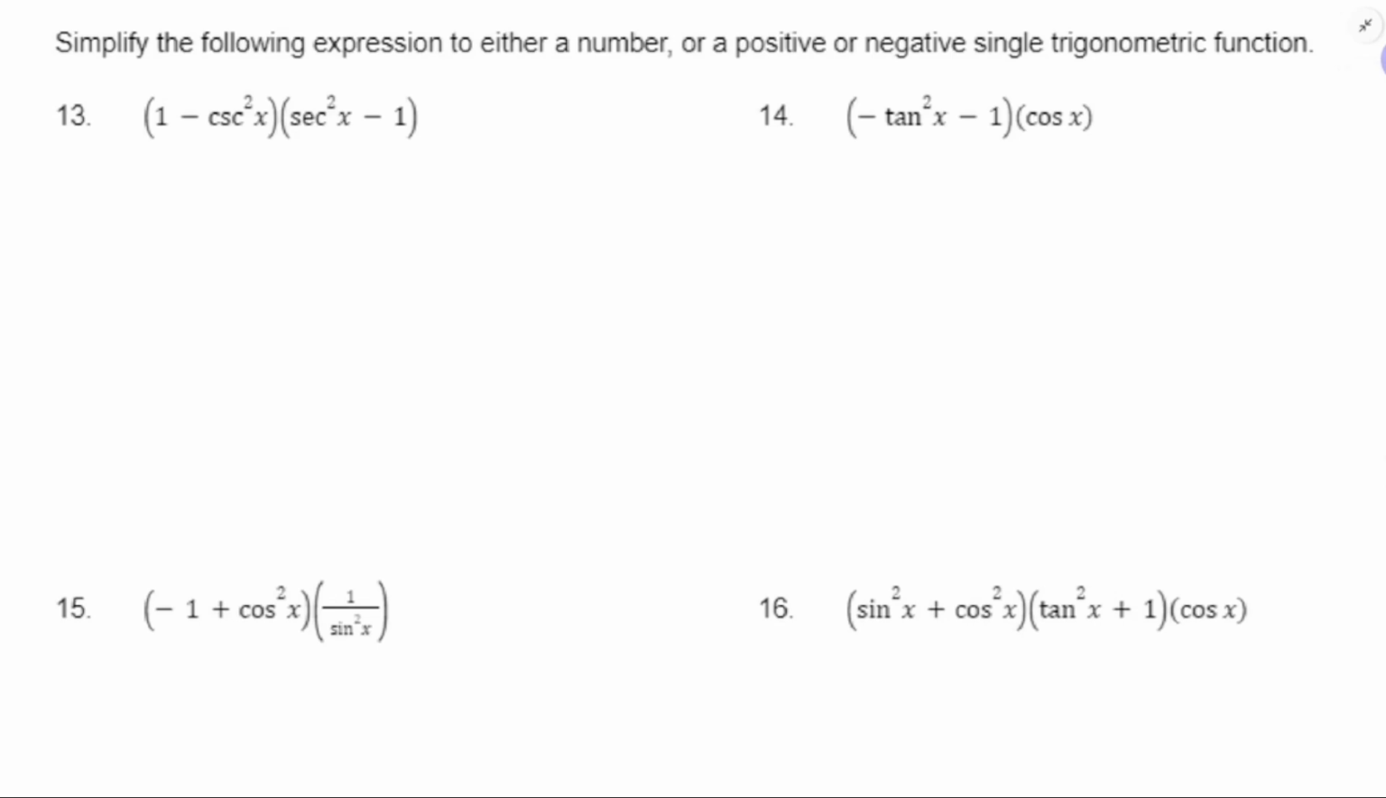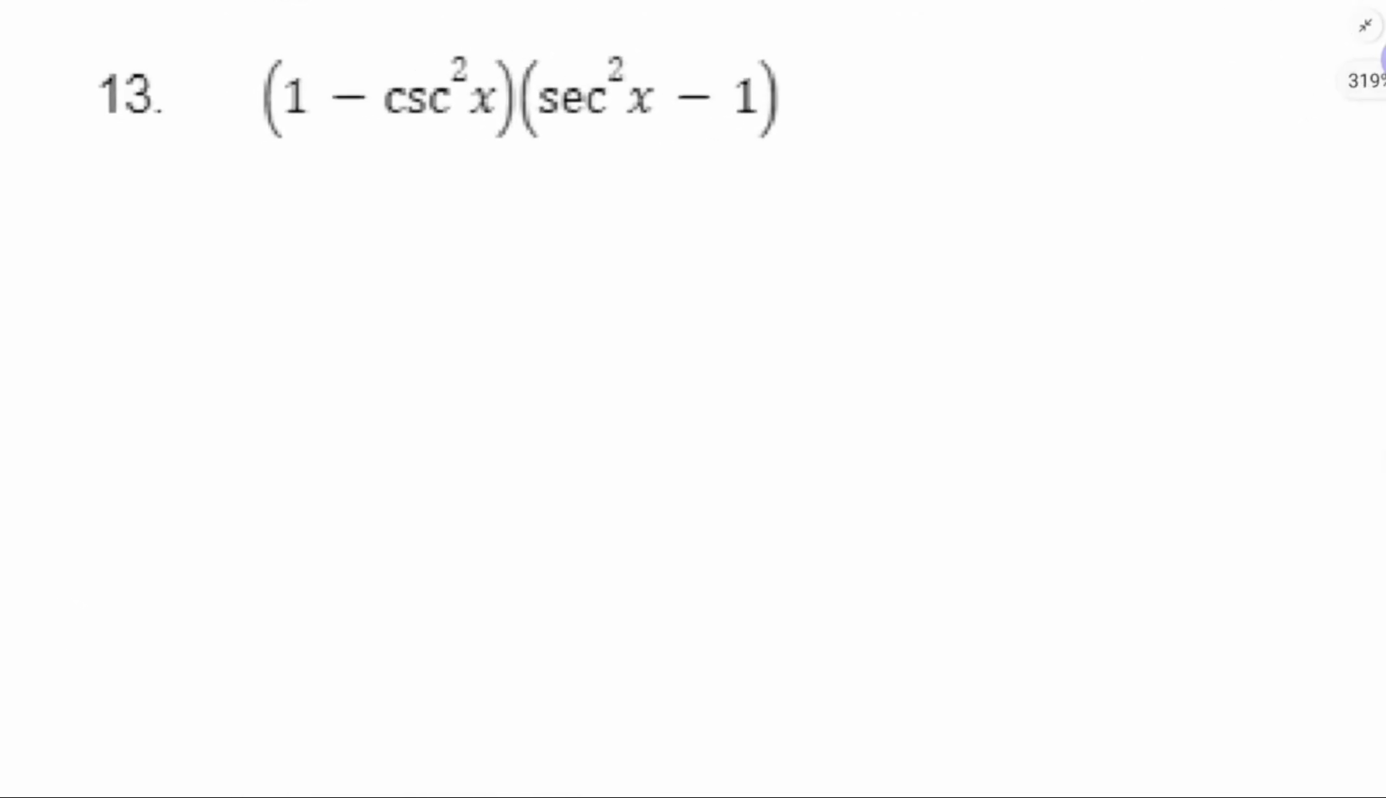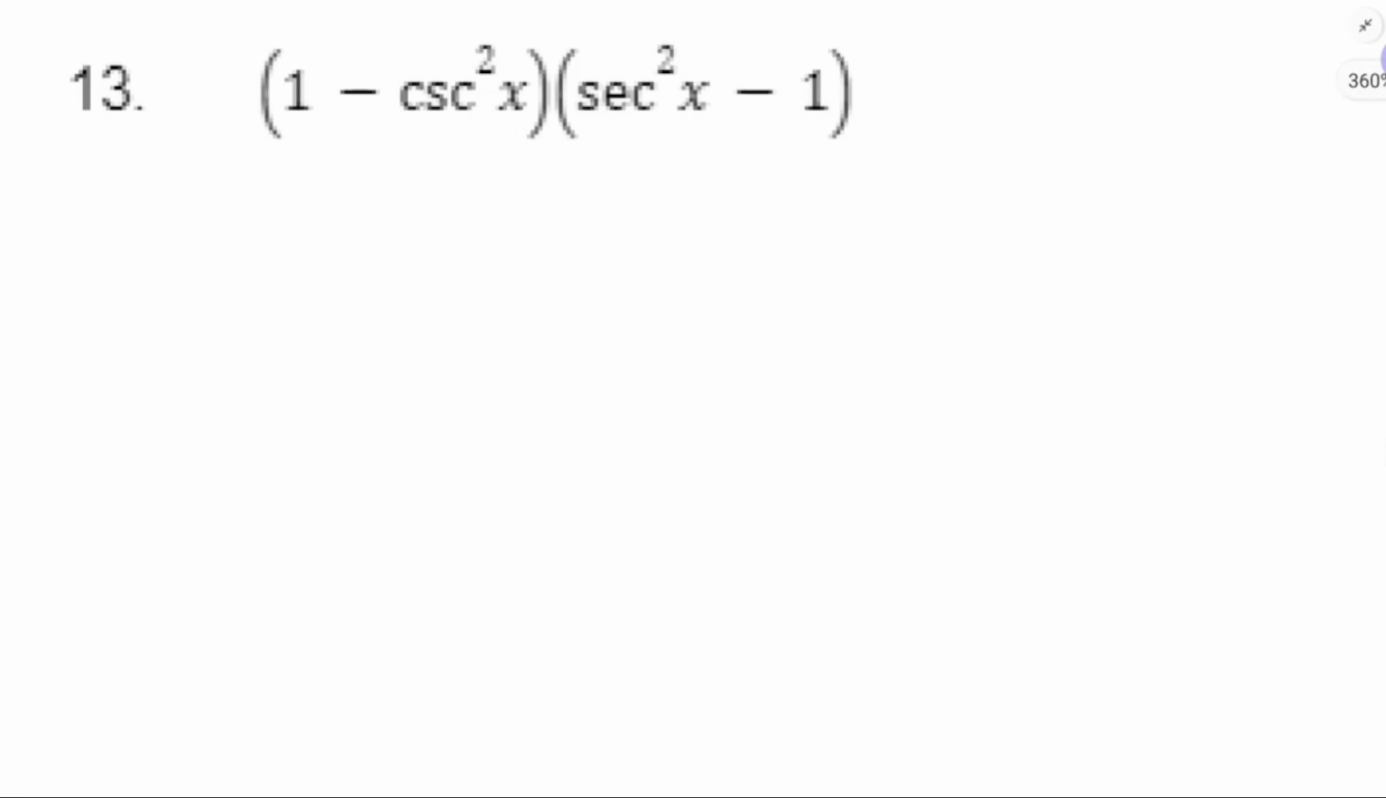All right, that was kind of a lot. But now we're going to simplify the following expressions to either a number or a positive or a negative single trigonometric function. So we're just going to do the algebra to them and see what shakes out. And hopefully we can simplify it down to something really simple is what it's saying. So I think with this one, we should be able to just distribute, and then maybe after distributing, I'll write everything in terms of sine and cosine.